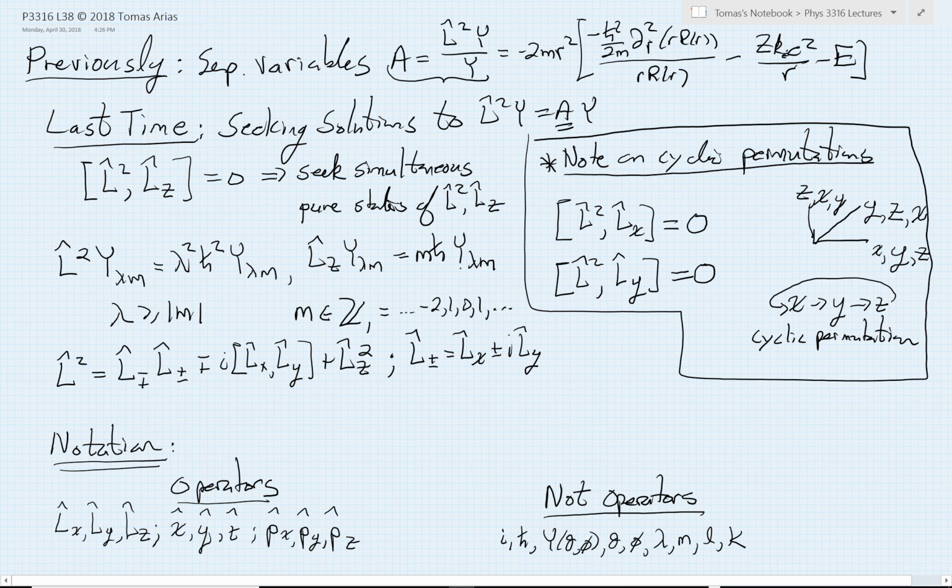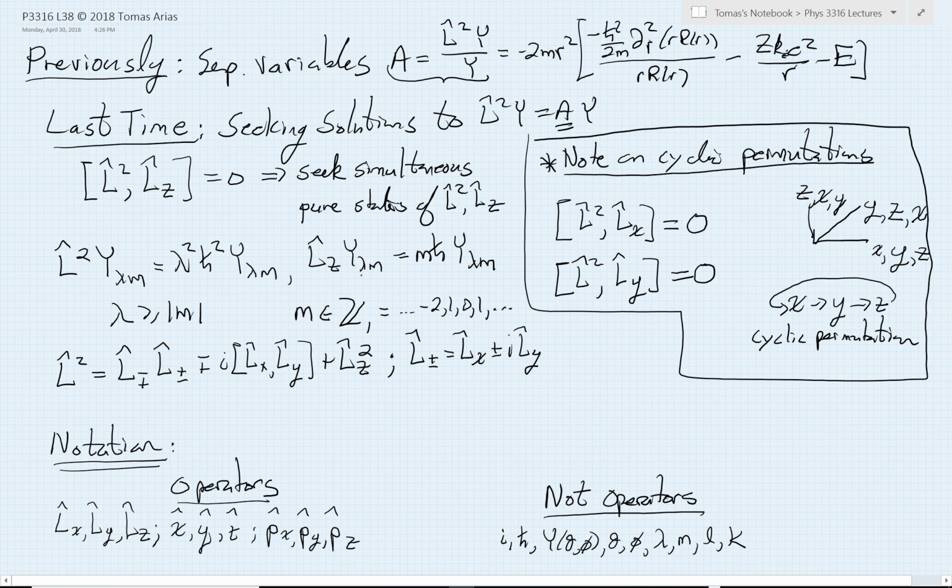We then further explored some of the key properties of these eigenvalues. Since lambda represents, in dimensionless units, the magnitude of the total angular momentum, it's clear that it must be larger than the magnitude of just the z component of the angular momentum, which is what m measures for us. And we had also gone through the effort of actually solving for the pure states of the LZ operator.